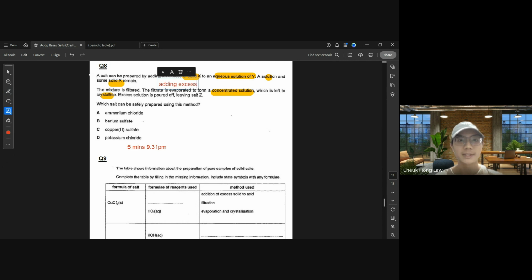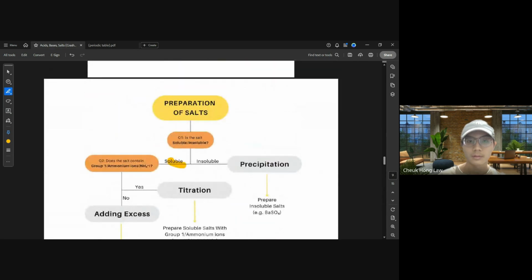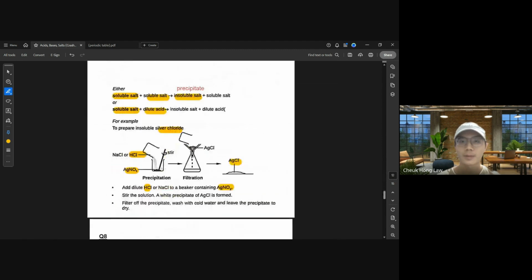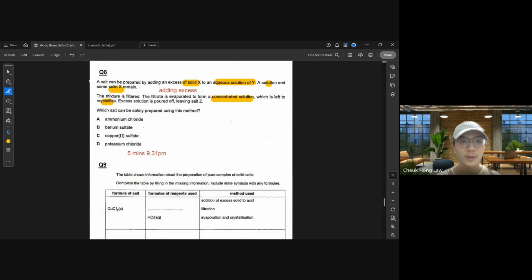So what salt can be safely prepared using this method? The salt has to be soluble, and it has to not contain group 1 or ammonium. So it cannot contain group 1 or ammonium ions. Right? So if you look at ammonium chloride, it is soluble, but it contains ammonium. So this one we're using titration actually. So A is out.